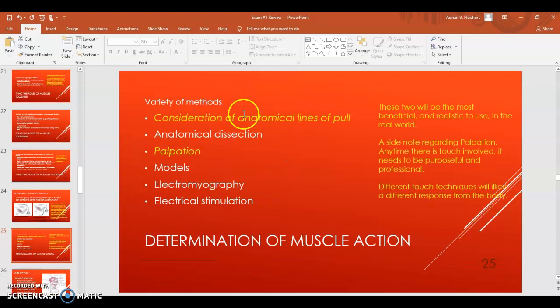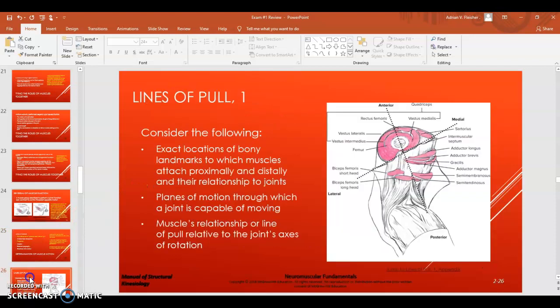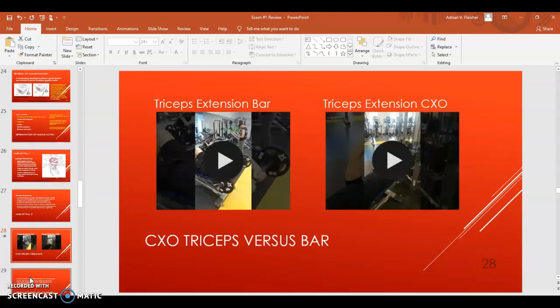This will be something you'll see more and more as we get deeper into the class. You'll maybe have one question on this. Lines of pull, got it. And I use this as an example for lines of pull because of line of pull versus line of resistance.